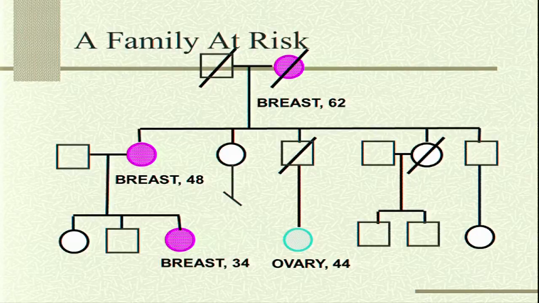So what you see here are squares and circles. Circles are used as a symbol to represent females. Squares are used as a symbol to represent males. Anybody with shading has a specific condition that we're discussing. In cancer, the shading will represent a specific form of cancer diagnosis. Anyone with a slash through them indicates that that person has passed away.